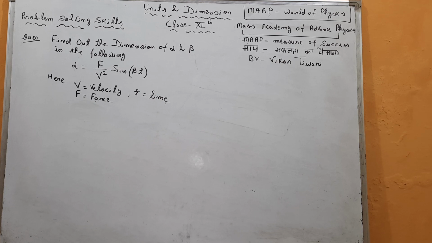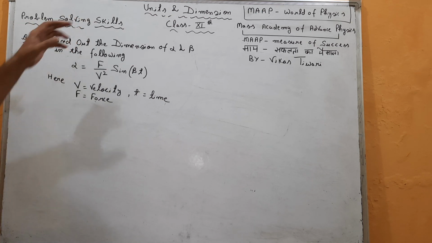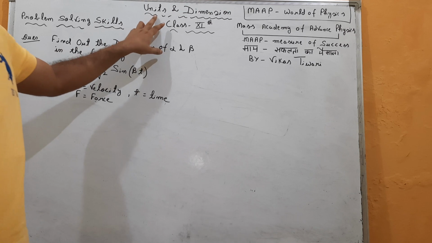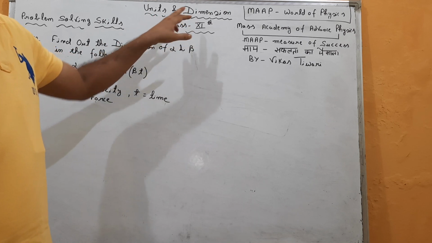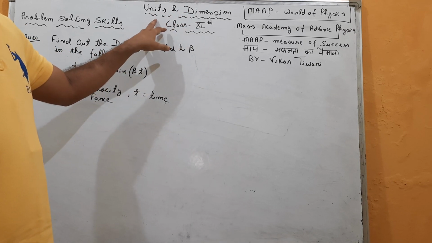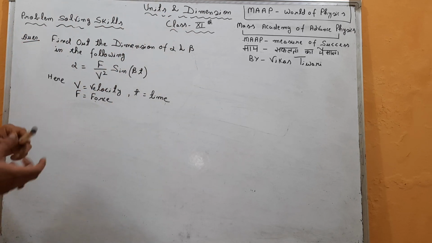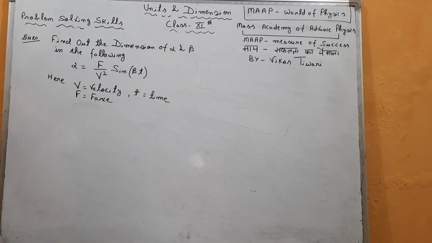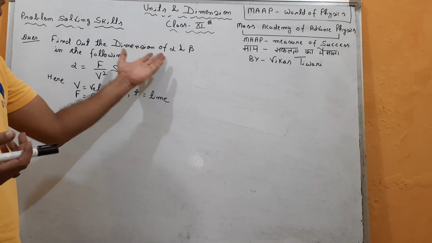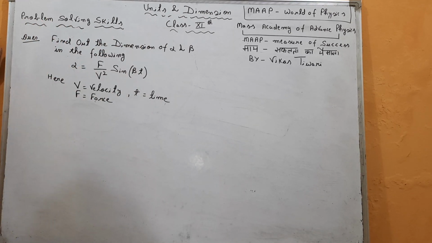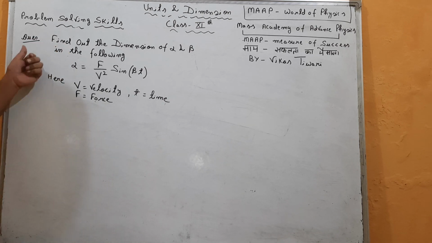So today we will discuss a problem solving skill. It is basically from the topic units and dimensions, which is the very first unit of class 11. From here we are going to discuss how to calculate the dimensions for different types of questions. In this context I am taking a question over here.